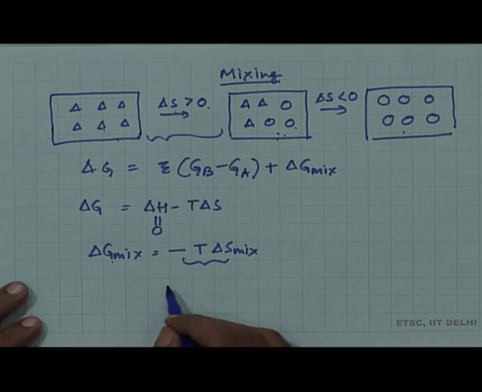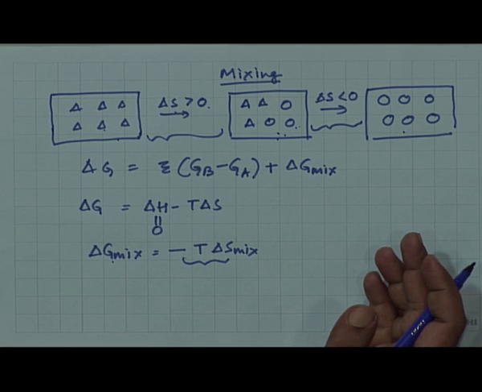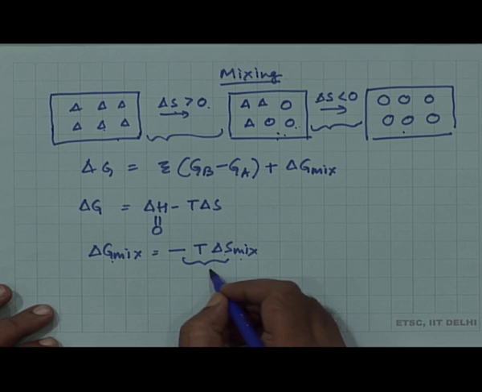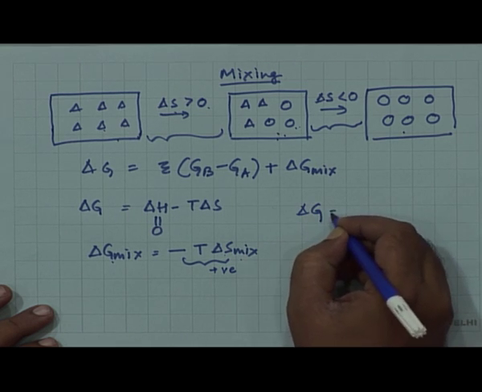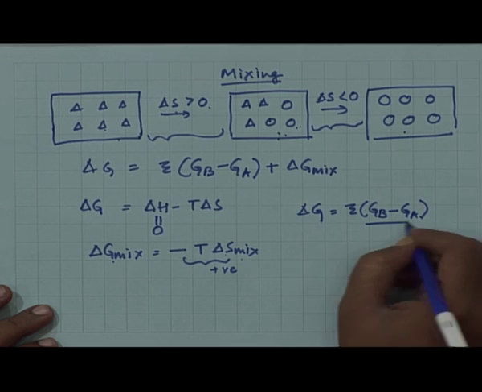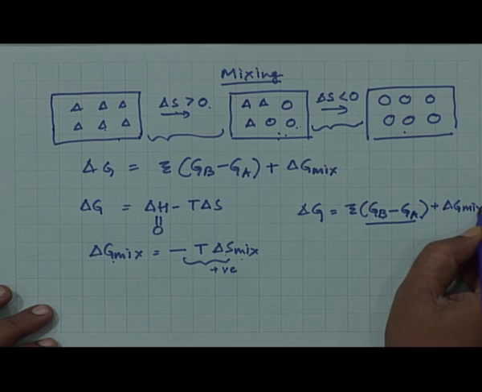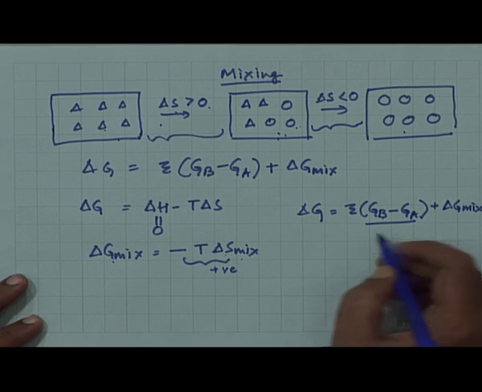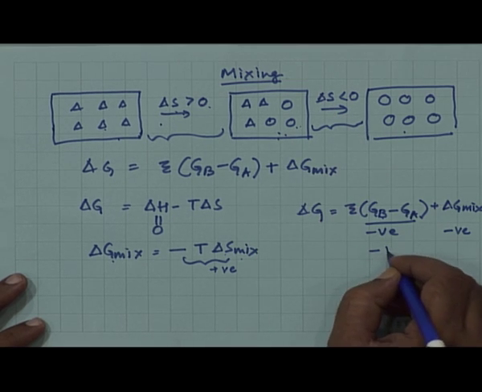It will have a negative component. But when you go from the mixed state to pure B, delta S is less than 0, delta S is a negative quantity, and so this will have a positive contribution. So, your total delta G has a negative contribution from this term since G B is less than G A. Delta G mixing has both types of contribution. If you take this process, it has a negative contribution. If you take this stage, it has a positive contribution.